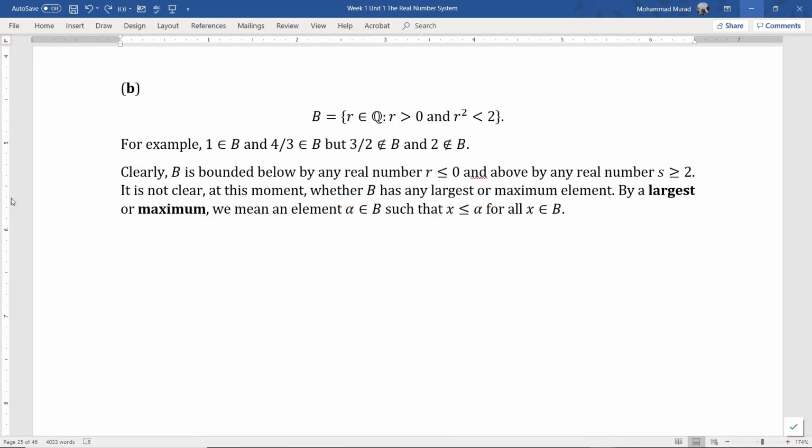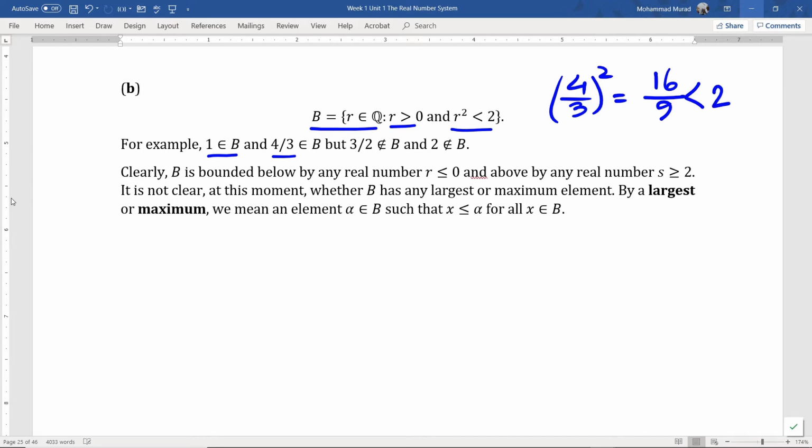Let's look at another example. Consider the set B of positive rationals whose squares are less than 2. For example, the rational number 1 is in B, because it is rational, it is positive, and its square is smaller than 2. Similarly, the rational number 4/3 is also in B, because it is positive and its square is 16/9, which is smaller than 2.